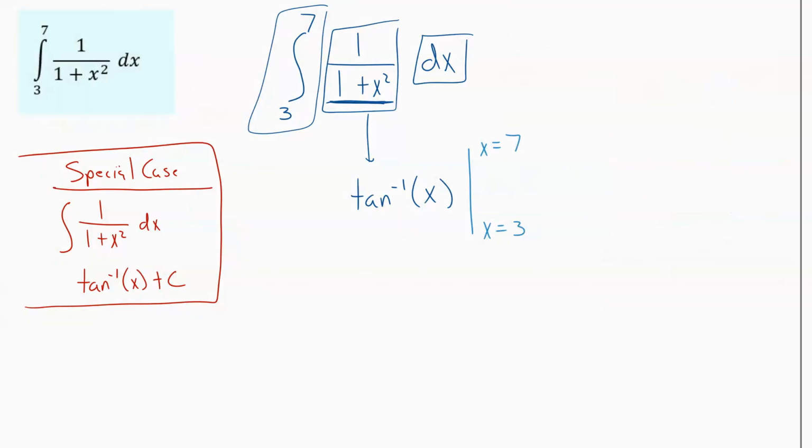And we do that by doing what I just call top minus bottom. We're going to take the top value, plug it into the equation, and then we're going to subtract off the bottom value plugged into that same equation. So plugging in the top value, you'd get tangent inverse of 7 minus, and then tangent inverse of 3.